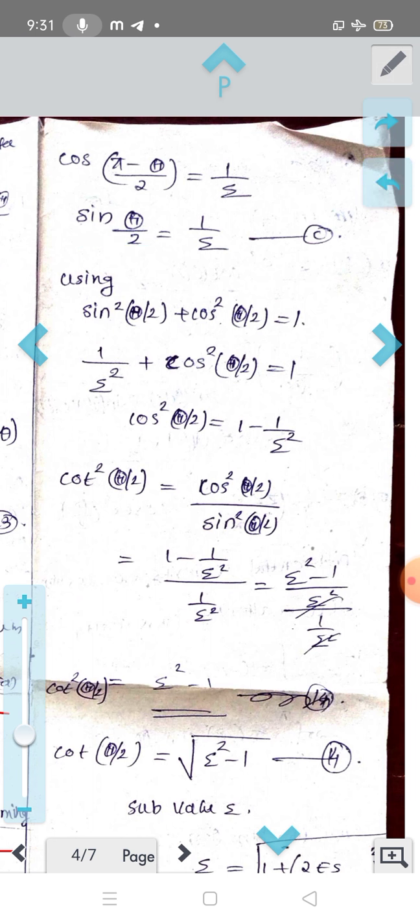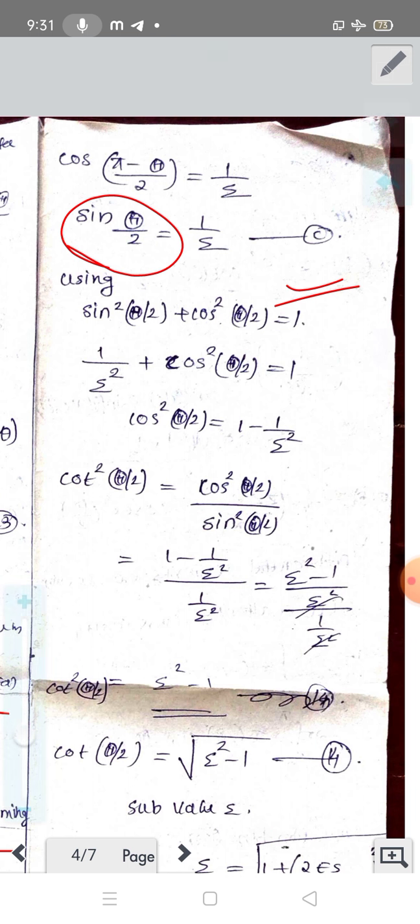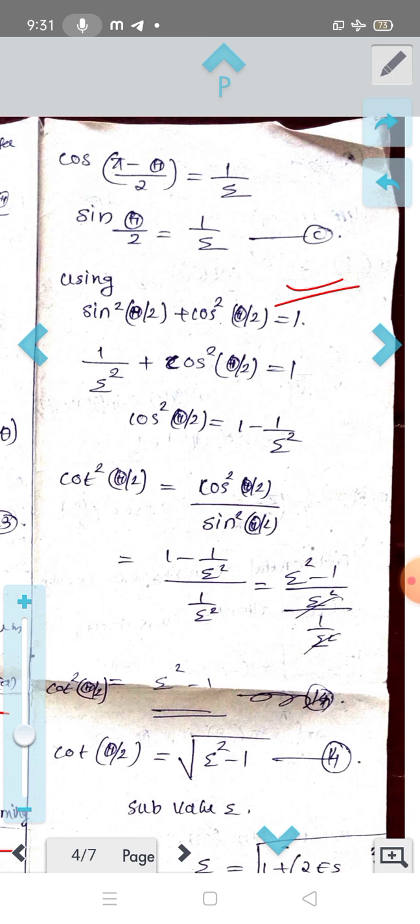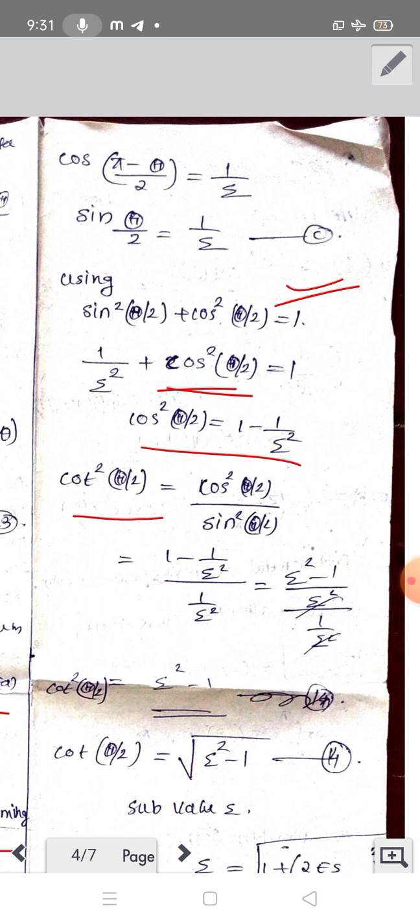So using this trigonometric relation, that is sin square theta by 2 plus cos square theta by 2 equal to 1, we can write, sin theta by 2 is 1 by epsilon. So in the place of sin square we can write 1 by epsilon square. So 1 by epsilon square plus cos square theta by 2 is equal to 1, and so we can write cos square theta by 2 is equal to 1 minus 1 by epsilon square.